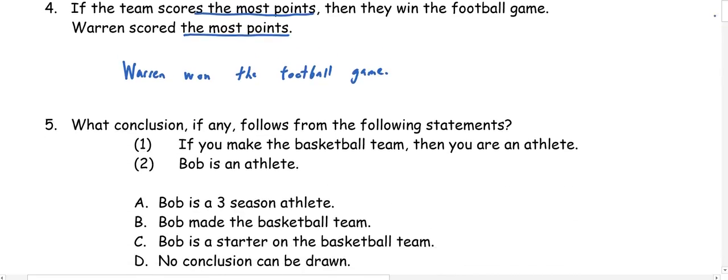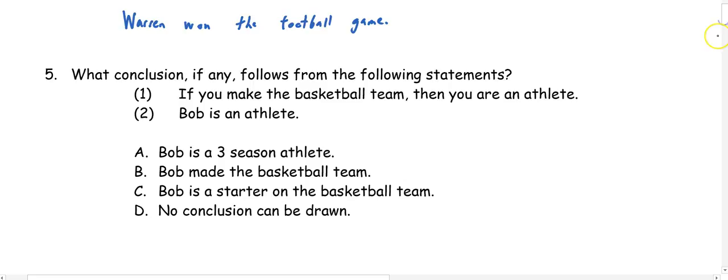Number 5, what conclusion can be drawn from the following statements? Statement 1, if you make the basketball team, then you are an athlete. Statement 2, Bob is an athlete. Can we make a conclusion from this? Well, athlete is a conclusion from the original statement, so we don't know why Bob is an athlete. We can't make any more conclusions, so no conclusion can be drawn.